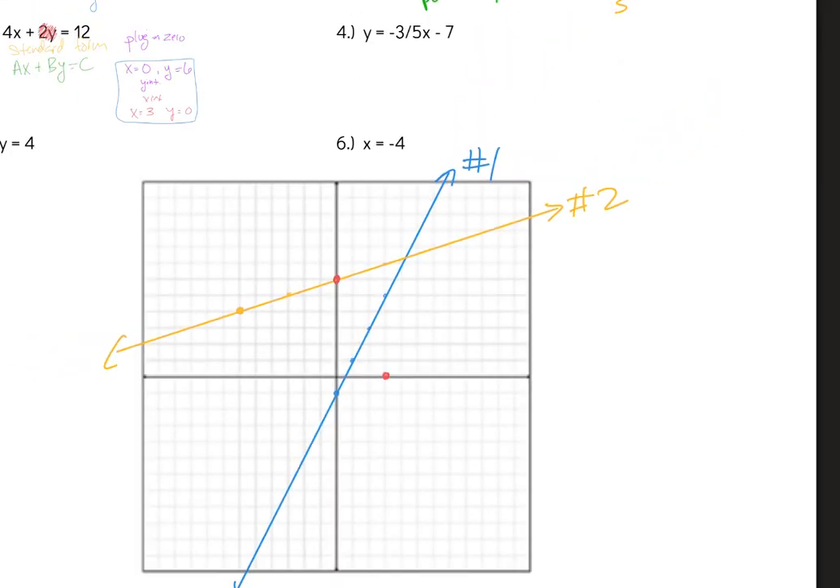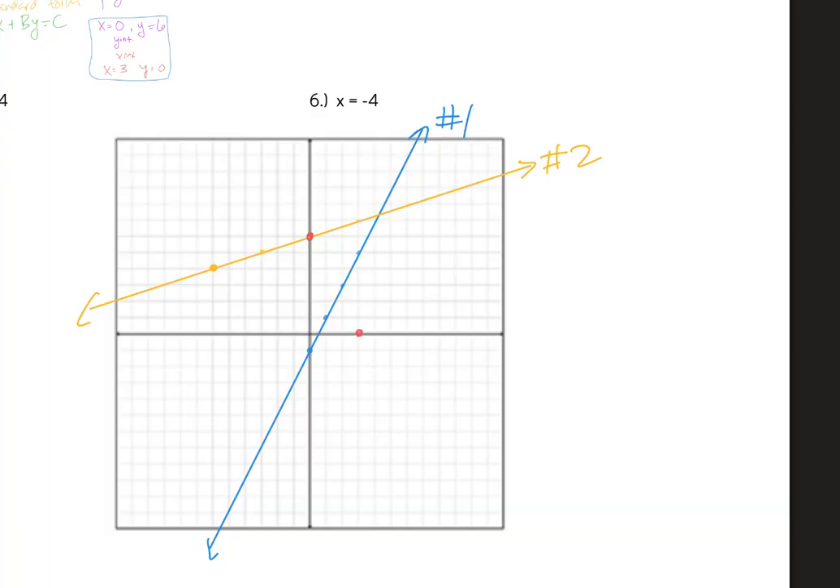So if you're like, well, okay, now what about the slope? Yeah, what about the slope? I don't see why I should use a slope when I have 2 points, right?